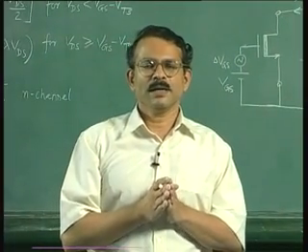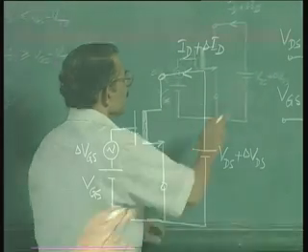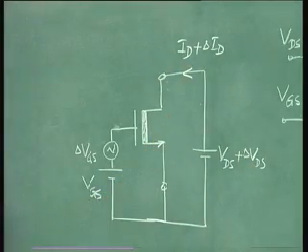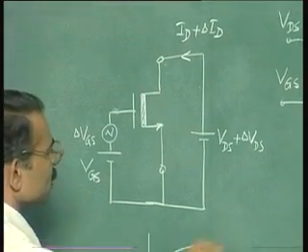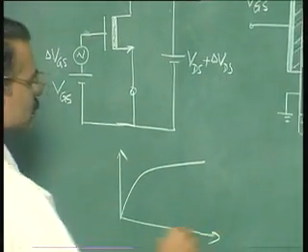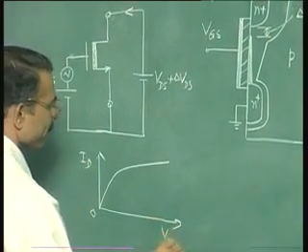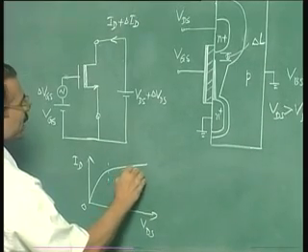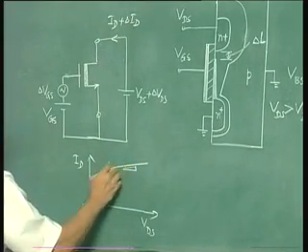components and how the components are related to physical phenomena. For example, the change in VDS introduces a change in ID because of channel length modulation. So if you look at the characteristics in saturation, so this is a saturation point, the change in ID because of a change in VDS, that is the slope here.